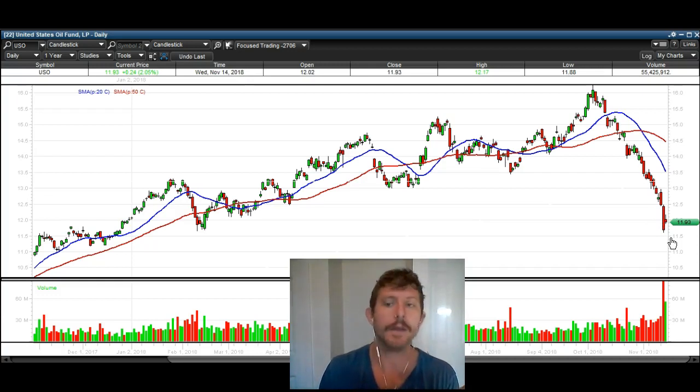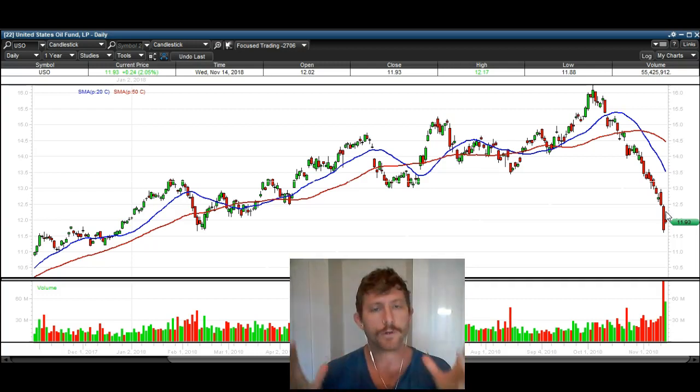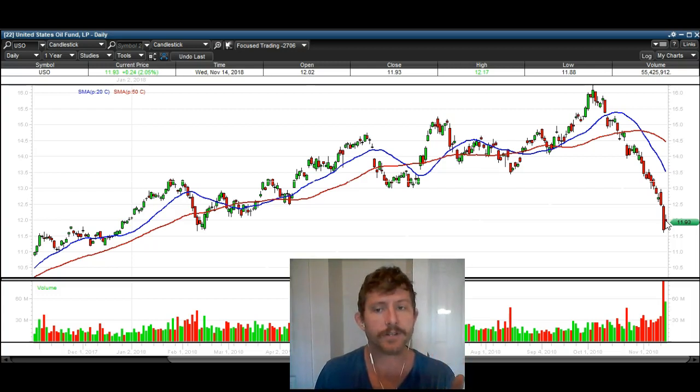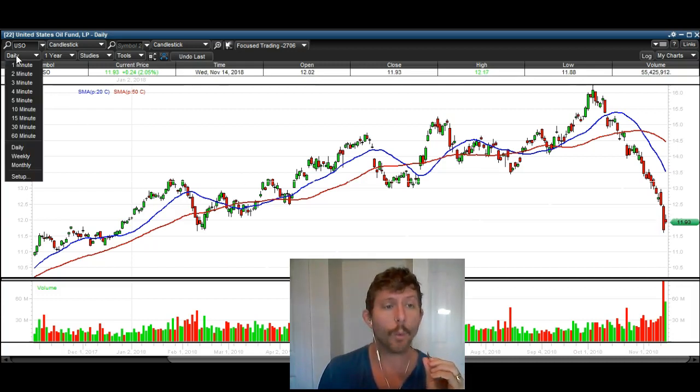All right, now we're looking for bounces. Again, it doesn't matter which direction oil or anything else heads. You just want to be on the right side of the trade. So we're seeing some potential entry signals here, some potential bottoming signals here. This is not the time, in my opinion, to initiate new shorts. We're just retesting that weekly breakout.